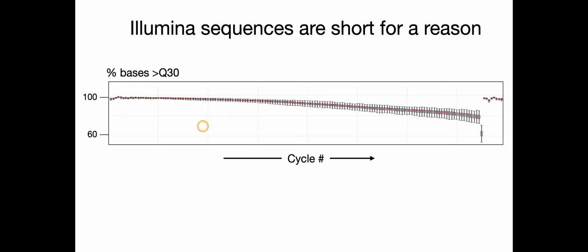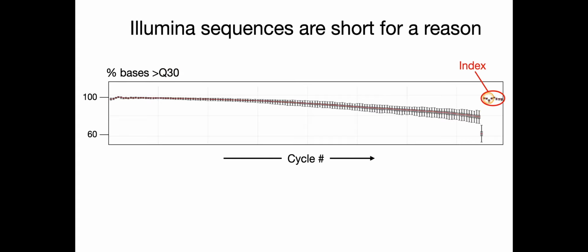Now, one inherent characteristic of Illumina short read sequencing is that as the sequencing reaction proceeds, the quality of the bases begins to drop off, eventually precipitously drop off. And so we start with almost 100% of our bases being greater than Q30. So, less than a 1 in 1,000 chance that it was called incorrectly. But as we proceed, and this is a cycle number moving from left to right, we can see that now only 80% of our bases have a Q score greater than 30.